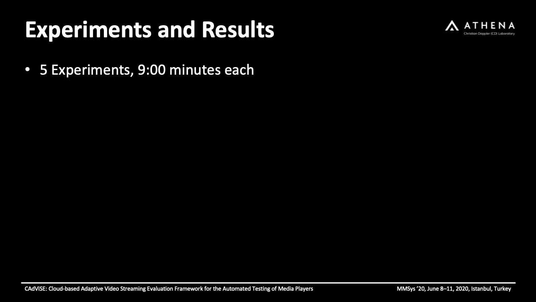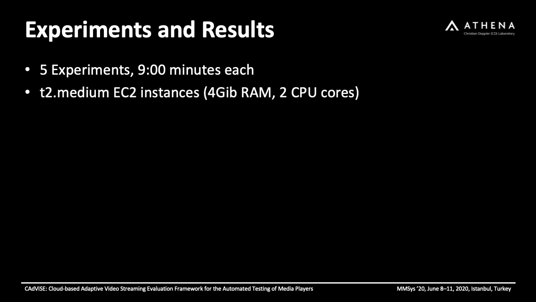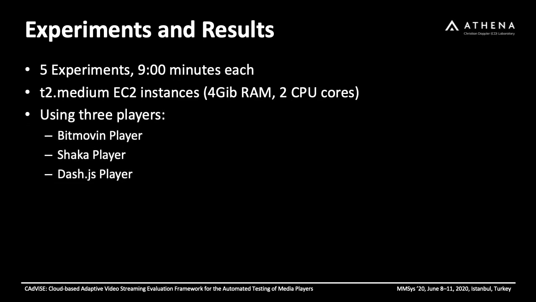In order to demonstrate our testbed, CADViSE, we have arranged a simulation in which 5 experiments are executed. Each experiment takes 9 minutes to finish, which means that the whole demonstration takes 45 minutes in total. We have used T2 medium-sized EC2 instances, which have 4 GB of memory and 2 CPU cores. We have tested 3 major media players for this test: Bitmovin player, Shaka player, and Dash.js player.